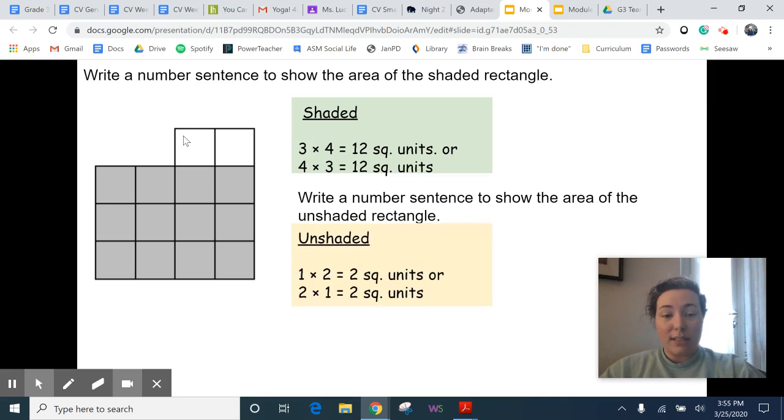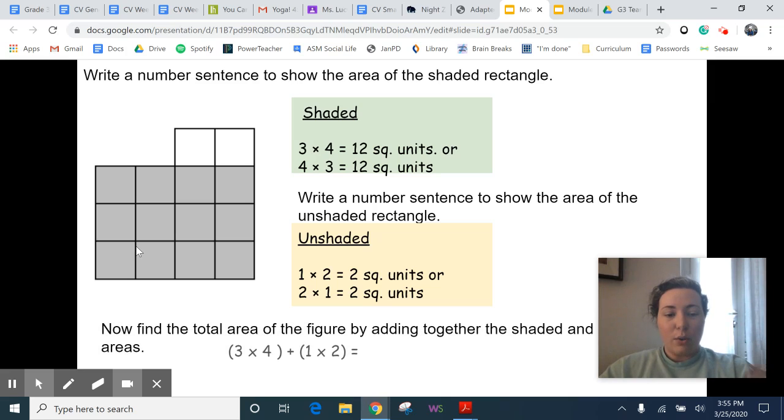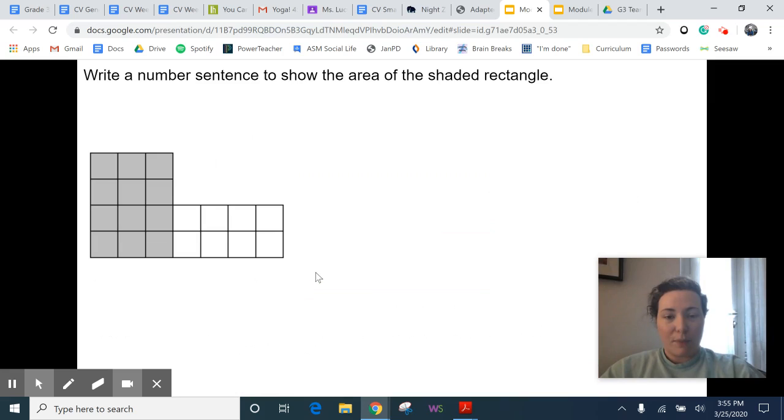So pause the video and write a number sentence to show the area of this unshaded part. All right, you should have gotten 1 times 2 equals 2 square units, or 2 times 1 equals 2 square units. And again, to find the area of the whole room together, you just have to add them together. So 3 times 4, your original shaded number sentence, plus 1 times 2, your original unshaded number sentence, gives you a total of 12 square units, plus 2 square units gives you 14 square units total. All right, this is our last example.